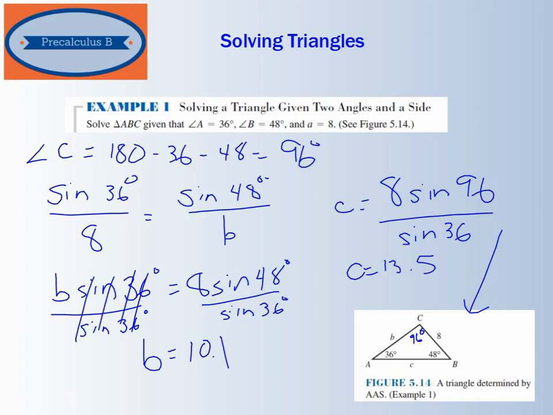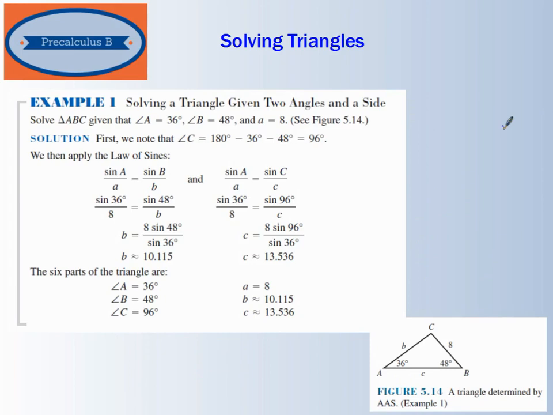Now, if you're trying to think about this in common sense terms, knowing that angle A is the smallest angle and its opposite side had a value of 8, well, angle B is a little bit larger, so side b should be a little bit larger, which 10.1 is. Angle C is the biggest angle, 96 degrees, so it should have the biggest side opposite, so c should be even bigger than that, which it is. I always want to ask myself, does the answer make sense in the context of the problem? And in this case, it definitely does.